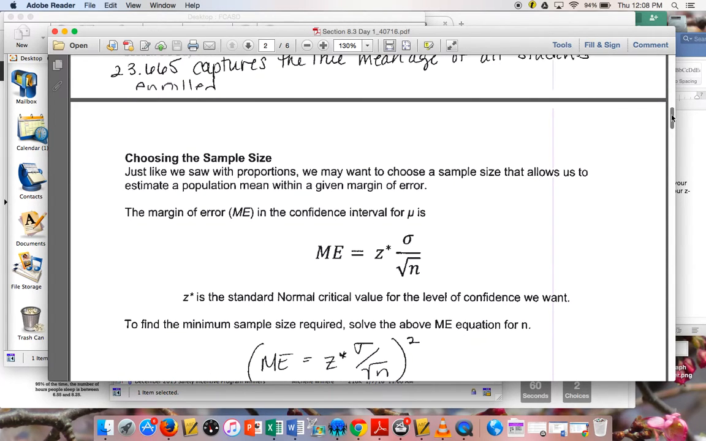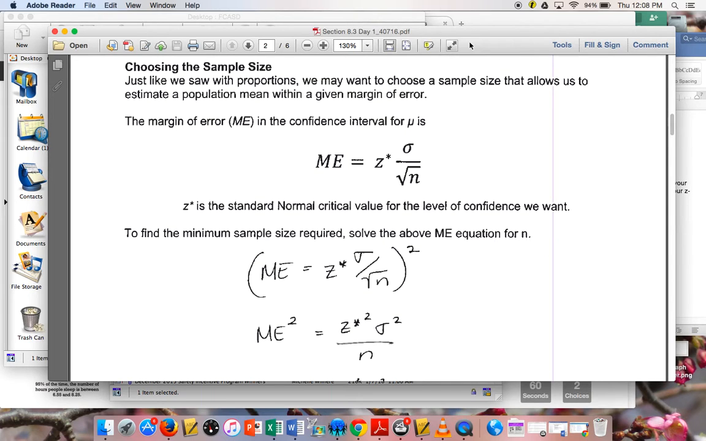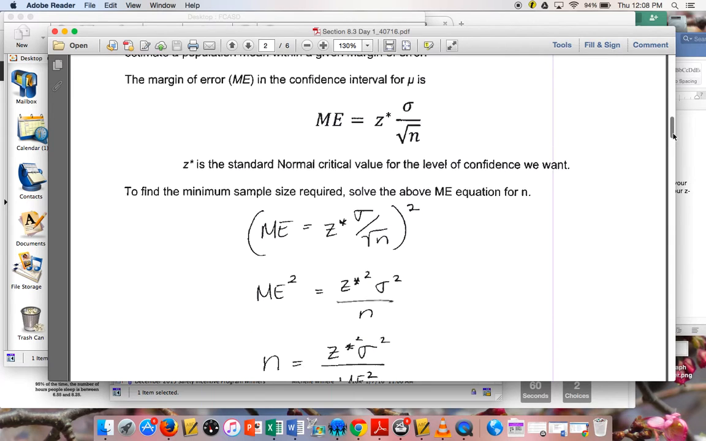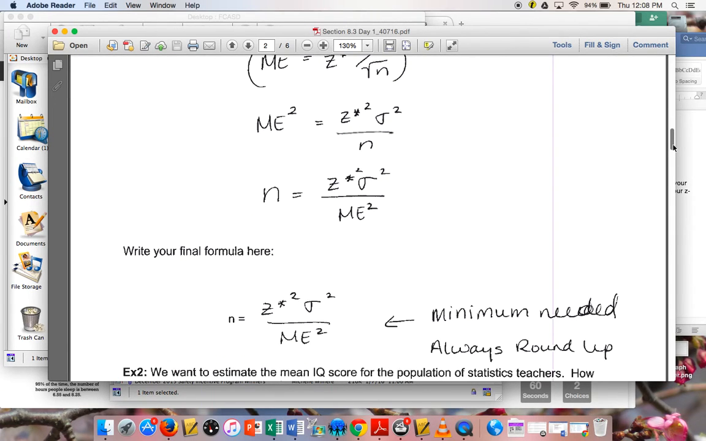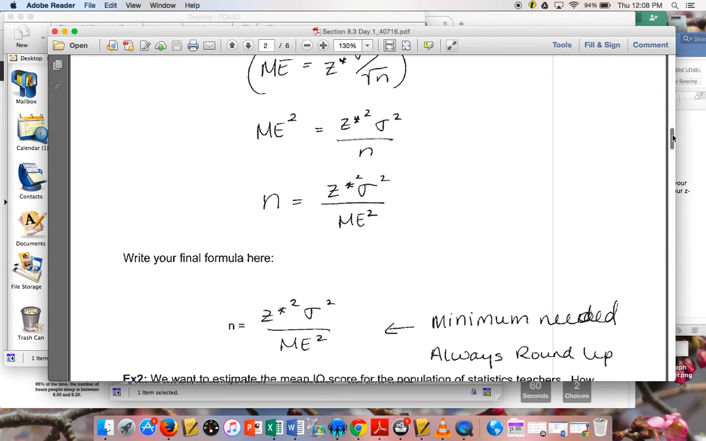Just like we talked about with proportions, you can do the minimum sample size. So again, the same idea here. There's the margin of error, and I can solve it for n. Just remember, just like I told you with the proportions, this formula is not on the formula sheet. You can deduce the formula, or you can just keep it like it is with the margin of error and solve it that way.